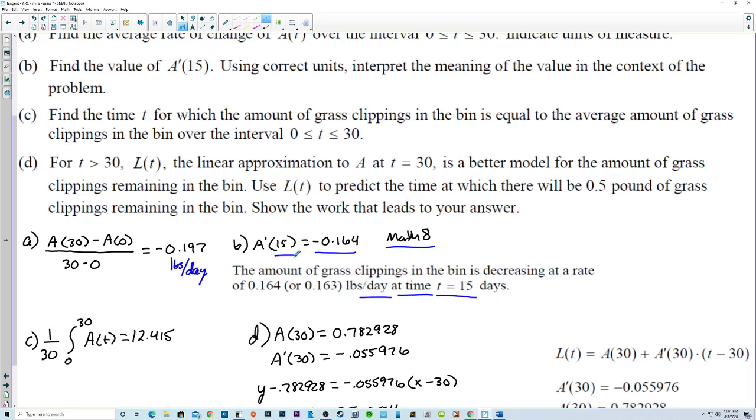Letter C, find the time for which the amount of grass clippings in the bin is equal to the average amount of grass clippings in the bin over the time interval 0 to 30. So in other words, we're going to take the average value of A of t. So 1 over 30 minus 0, integral from 0 to 30, and that's going to be 12.415.